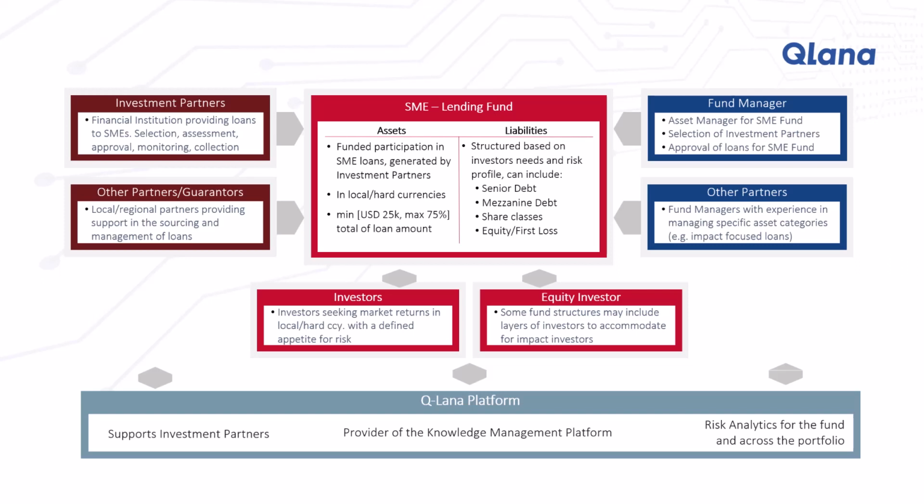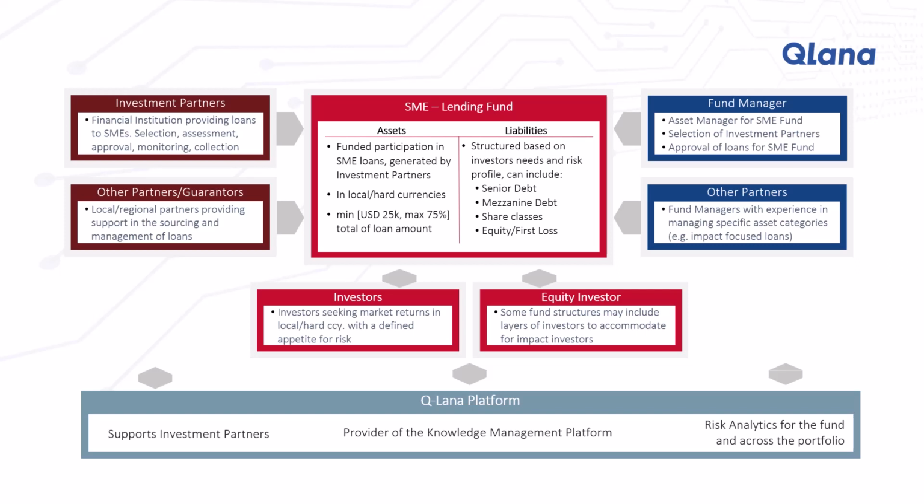The SME Lending Fund then has the assets, which are the loans. They could be in local or hard currencies. The exact amounts have to be defined on a fund-by-fund basis. And this SME Lending Fund funds itself through the investments from the investors. These could be single tranche funds, straightforward, or they could be structures, for example, blended structures if we talk about more impact-oriented investment opportunities.